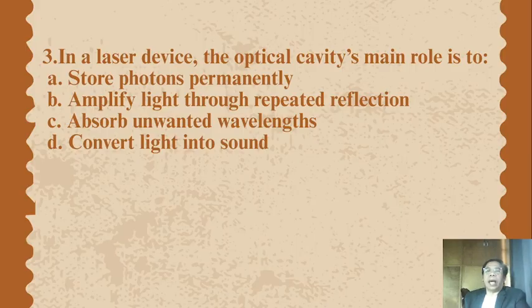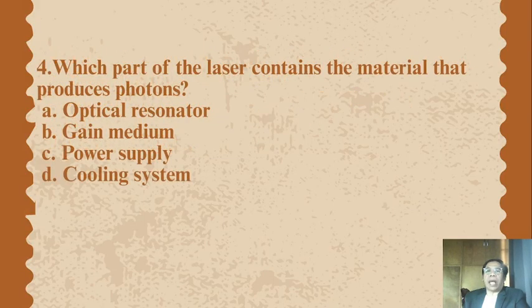Letter B, amplify light through repeated reflection. Letter C, absorb unwanted wavelengths. Letter D, convert light into sound. Number 4, which part of the laser contains the material that produces photons? Letter A, optical resonator. Letter B, gain medium. Letter C, power supply. D, cooling system.